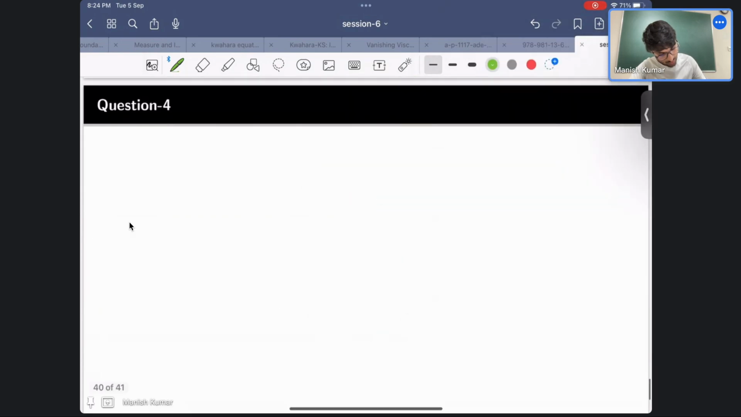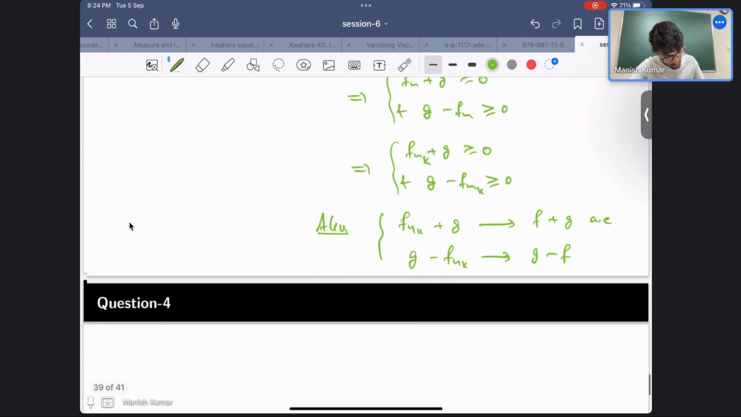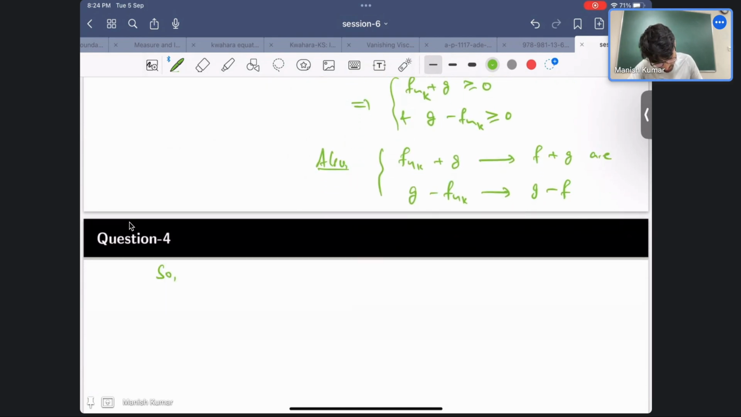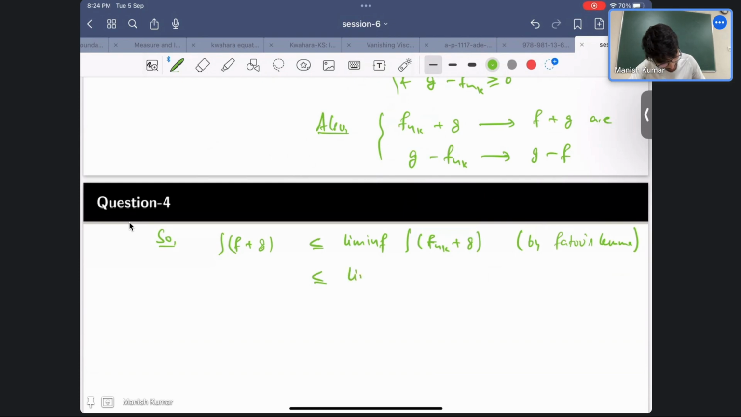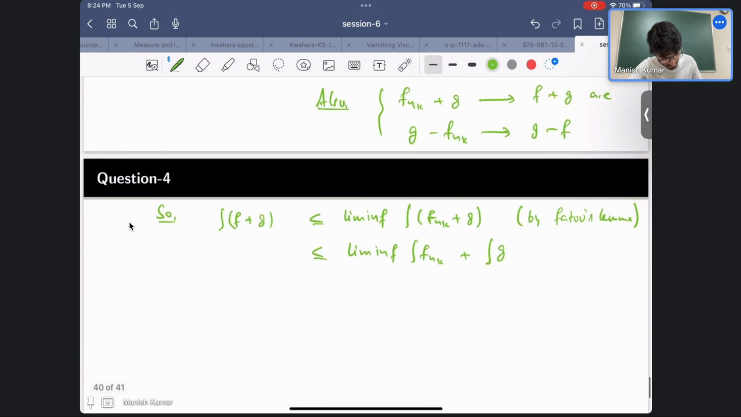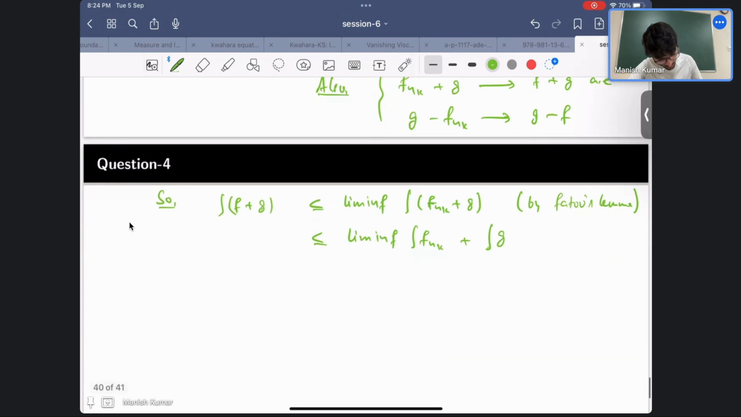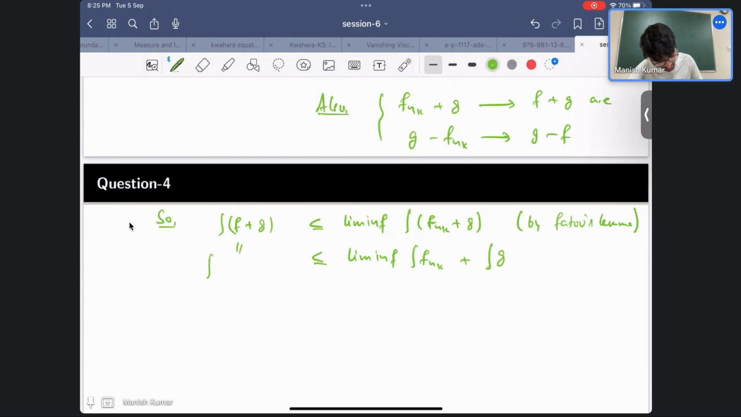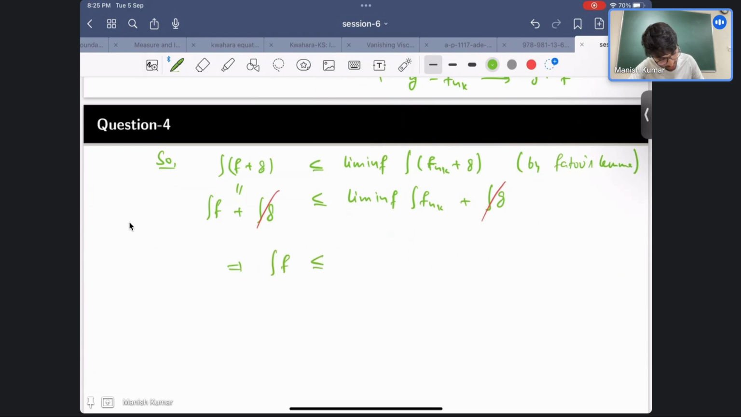Okay, so now I can use Fatou's lemma. How to use that? The integral of f plus g is less than or equal to lim_inf of the integral of fnk plus g, right? This is by Fatou's lemma. And this is nothing but lim_inf of the integral of fnk plus the integral of g. So this is the integral of f plus the integral of g. Now we know that the integral of g is finite, so I can cancel it on both sides. What I get is the integral of f is less than or equal to lim_inf of the integral of fnk.